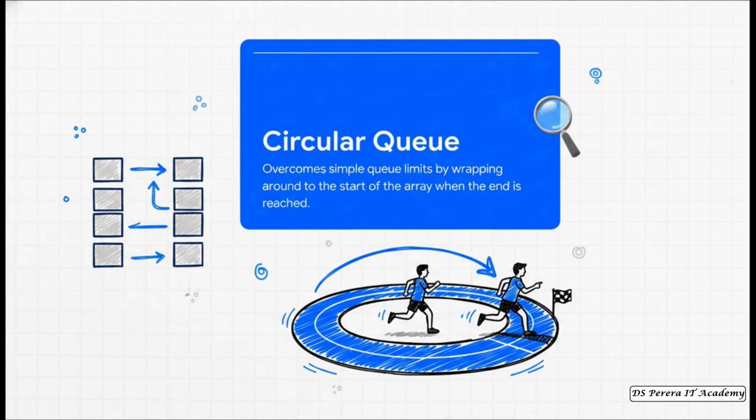So what's the fix? It's something called a circular queue. This is such a clever design. It completely overcomes that limitation by allowing the pointers to wrap around to the beginning of the array once they hit the end. The best way to picture it is like runners on a circular track. When they finish a lap, they're right back at the starting line, ready to use that part of the track all over again.